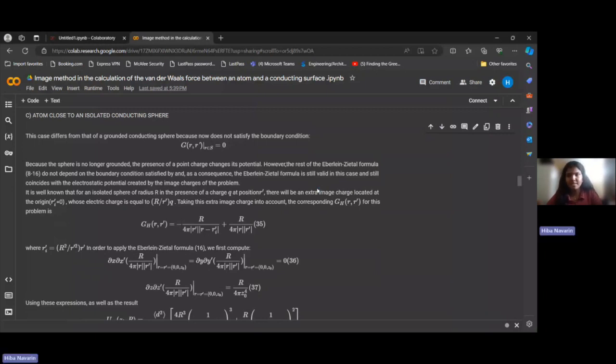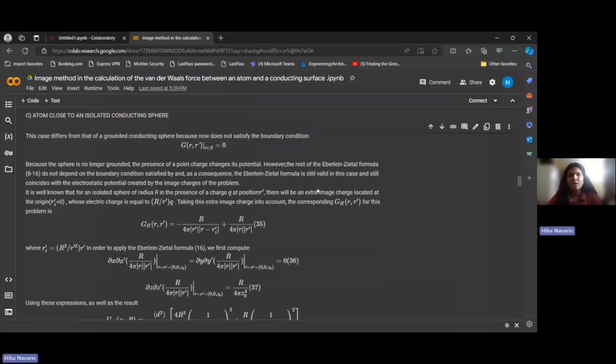About the Eberlein-Zietal method, it is used to calculate the electrostatic potential and field around conductors in the presence of external charges. This method is particularly useful for solving problems involving conductors that are not necessarily grounded. This problem is one where we can use the Eberlein-Zietal method. But one of the key aspects of the method is that it uses the previous image charge aspect itself. It uses the concept of image charges to simplify the problem.